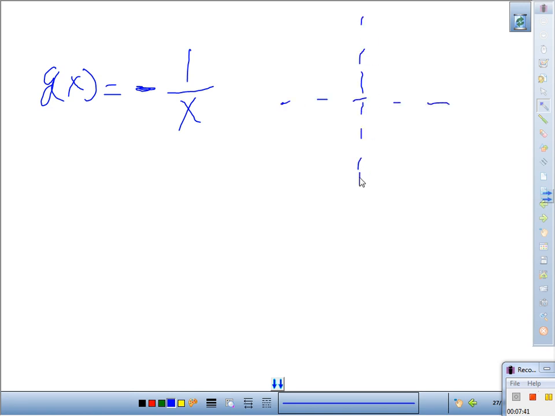All right. And then I said, what if I give you something like this? G of x equals negative 1 over x. Tell your neighbor how that graph looks. The original, by the way, was here and here. With the negative, it does what? It reflects about here and here. That's if it has a what? A negative.